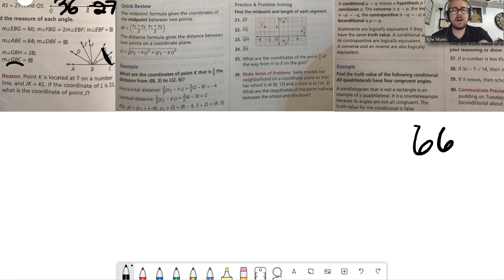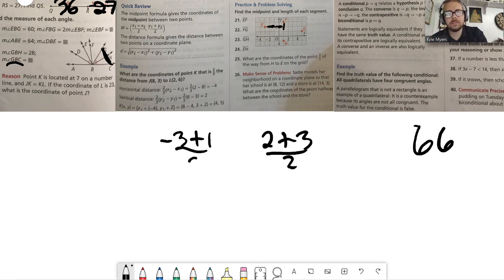So first of all, 21, EF, we want to find the midpoint and the length. So EF, that's from here to here. E looks like it's at -3, 2. And F looks like it's at 1, 3. I'm just going to write them out there. Add, divide by 2. -3 plus 1 is -2, over 2 is -1. 2 plus 3 is 5, 5 over 2 is 2.5.